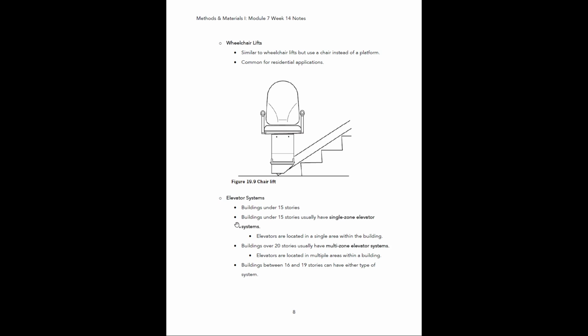All right, so elevator systems. Ignore this first bullet point. Buildings under 15 stories usually have single zone elevator systems. Single zone elevator systems are elevators that are located in a single area of the building, concentrated in only one area. If you think back to service cores, there's going to be a single service core that has the elevators within it. Buildings over 20 stories usually have a multi-zone elevator system. This is when you have elevators located in multiple areas throughout the building. Buildings between 16 and 19 stories have the option of either type. So they can be located in only one area, or they can be spread out throughout the building in multiple zones.